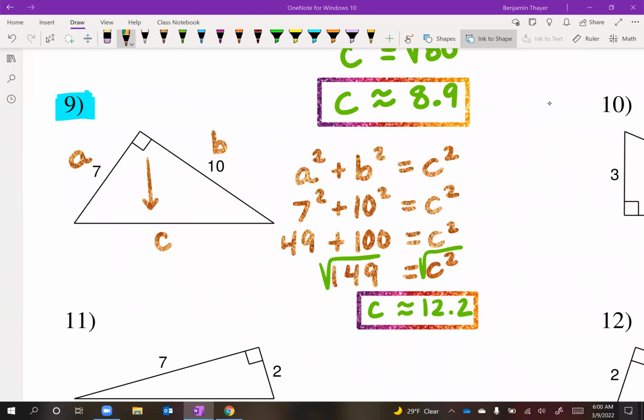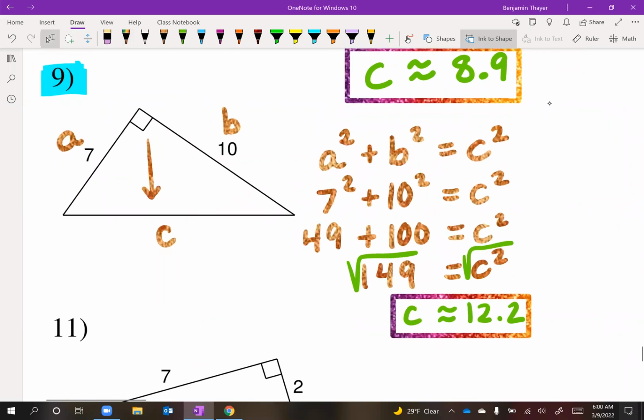Okay, how did we do? There's our solution to number 9. A squared plus B squared is C squared. So 7 squared plus 10 squared equals C squared. Squaring each one of those, and then square rooting in our last step, we get C is approximately 12.2.